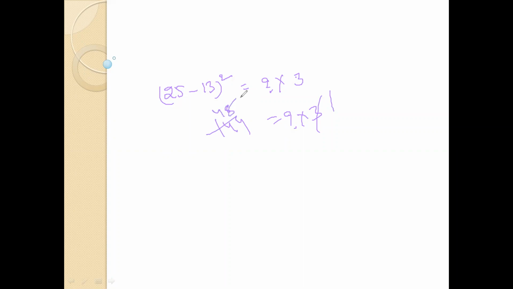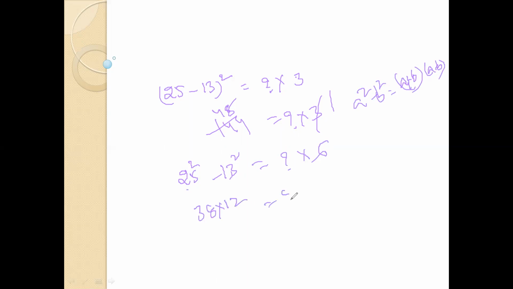This is another category. Suppose this value is in another form: 25 square minus 13 square equal to question mark into 6. So how to do this type of problems? Here you observe that this value is in the form of a square minus b square. The a square minus b square formula is (a plus b) into (a minus b). So 25 plus 13 is 38, into a minus b, 25 minus 13 is 12, equal to question mark into 6.